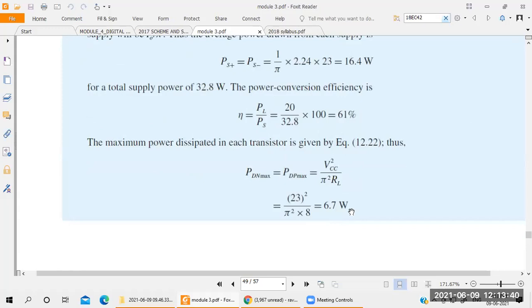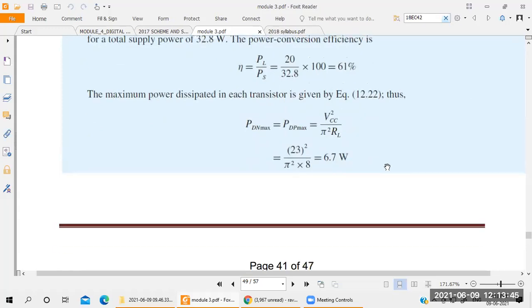So minimum means we can take 50% here. Maximum means we can take 61% for this problem. Understood?